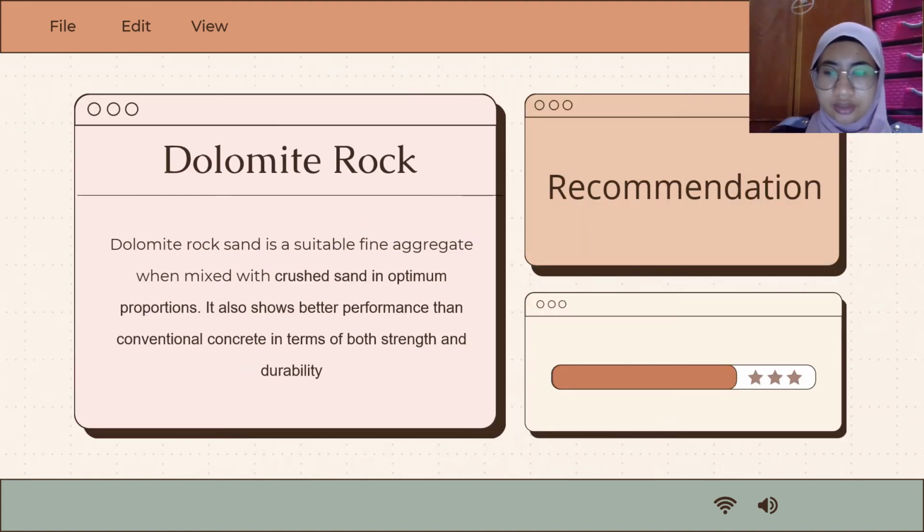The recommendation from this article, first for dolomite rock sand, is that it is a suitable fine aggregate when mixed with crushed sand in optimum proportions. It also shows better performance than conventional concrete in terms of both strength and durability.